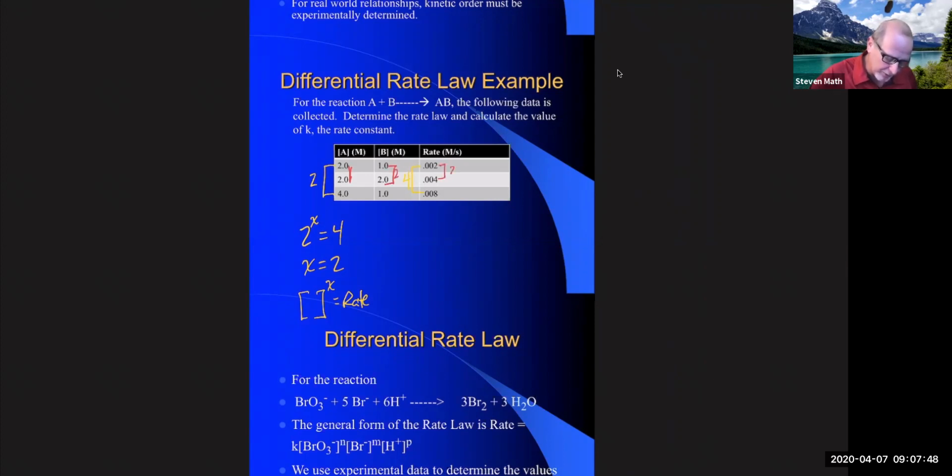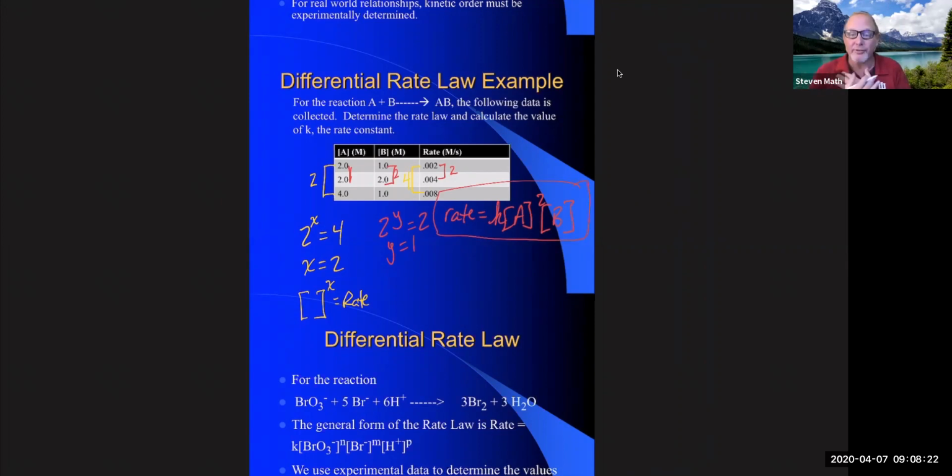B doubled, the rate doubled. So now let's do that logarithm thing again. 2 to the y equals 2. Well, y is going to equal 1. So now what is our rate law? Our rate law is going to be rate equals k [A] to the second, [B] to the first, and that's the rate law. We're halfway done. That is called the rate law.